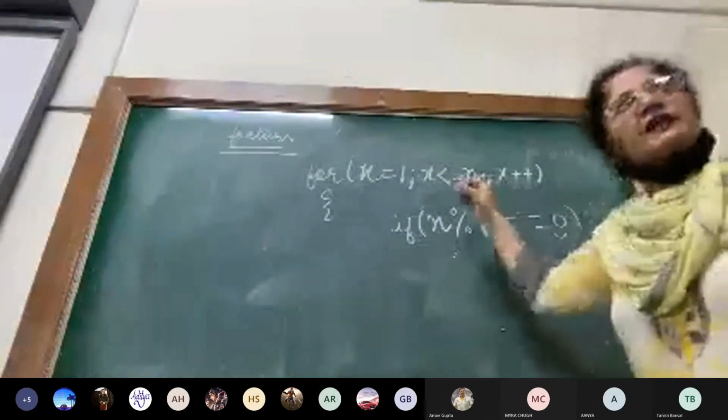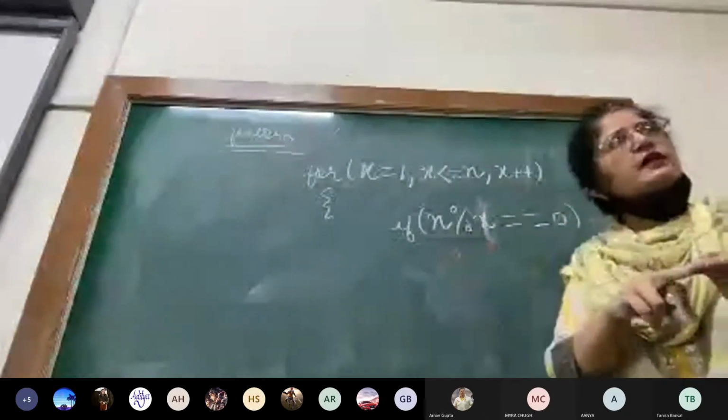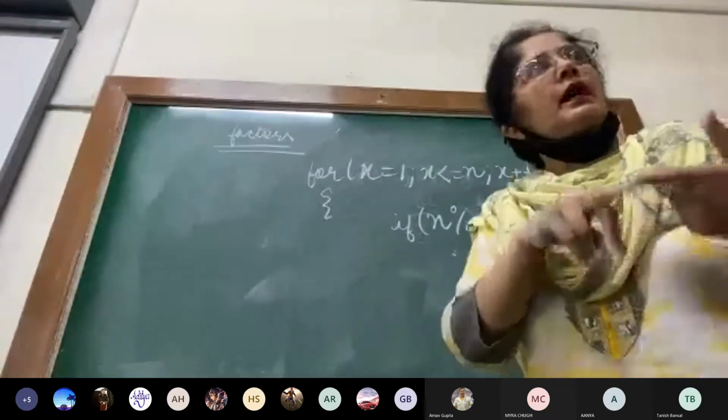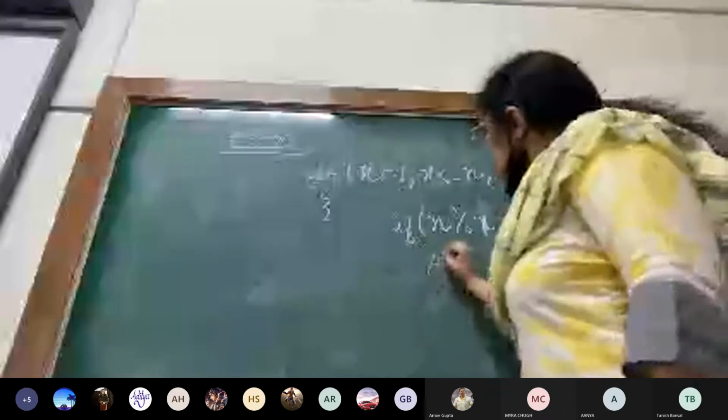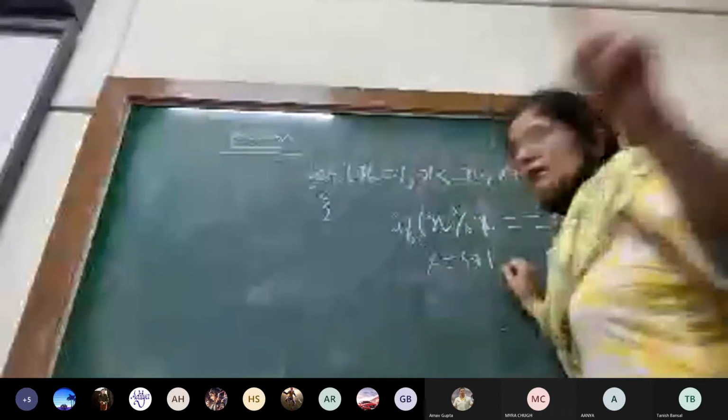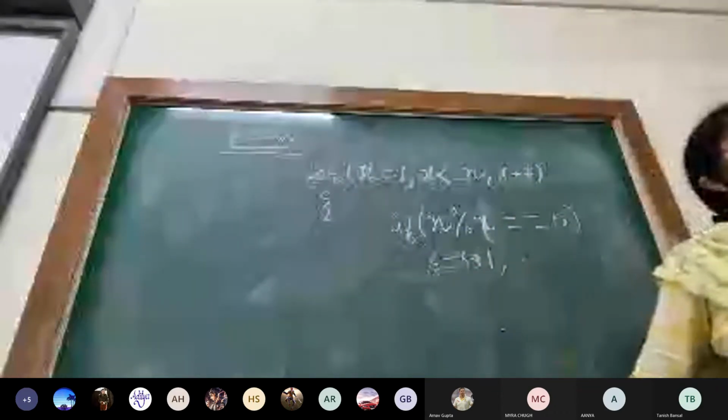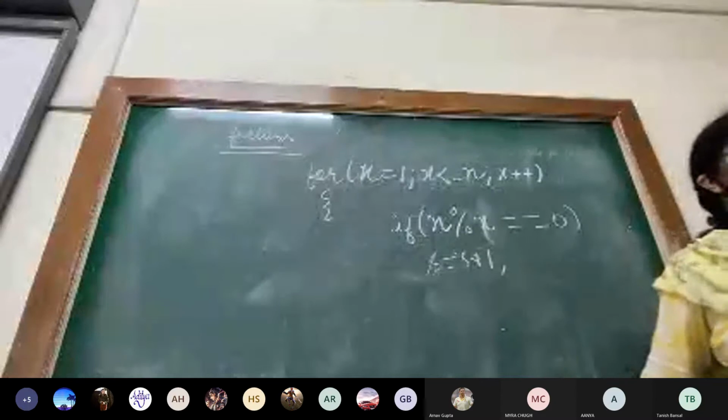Okay? So if x is a factor, can I count the factors now? I can count. How will I count? Count the value, c plus 1. I am saying count the factors.